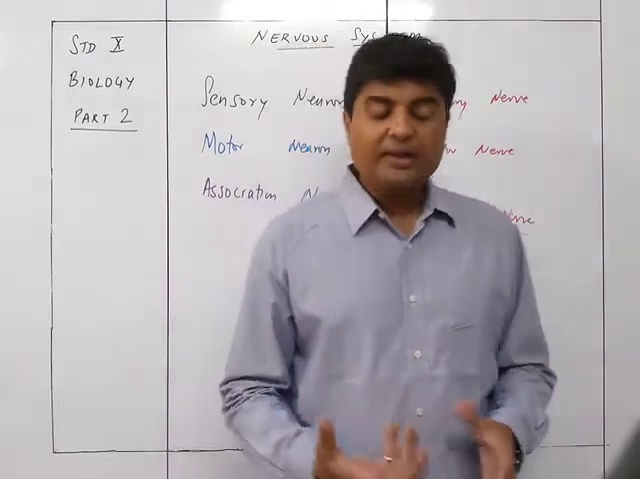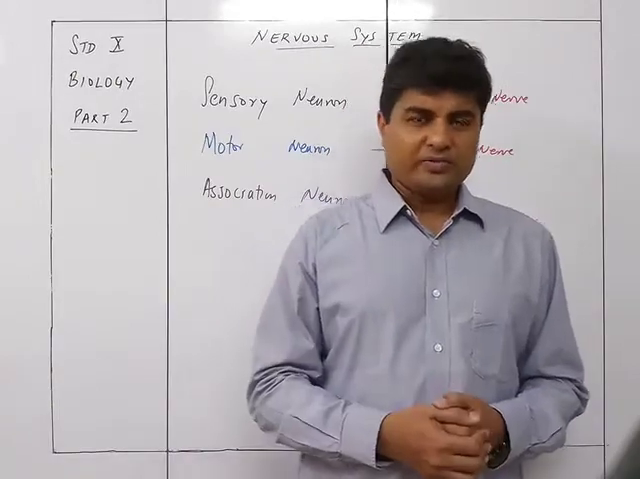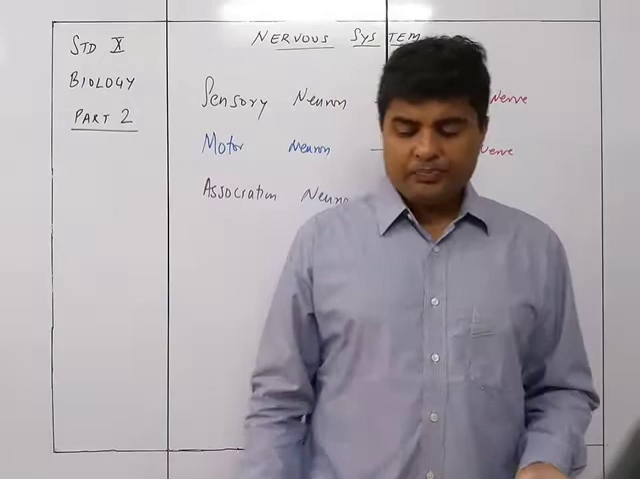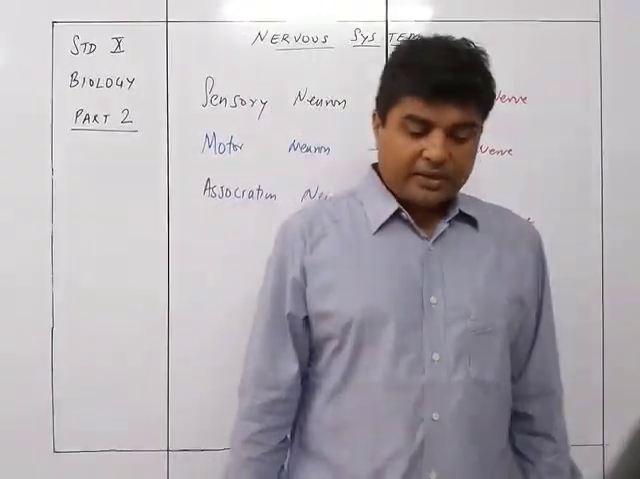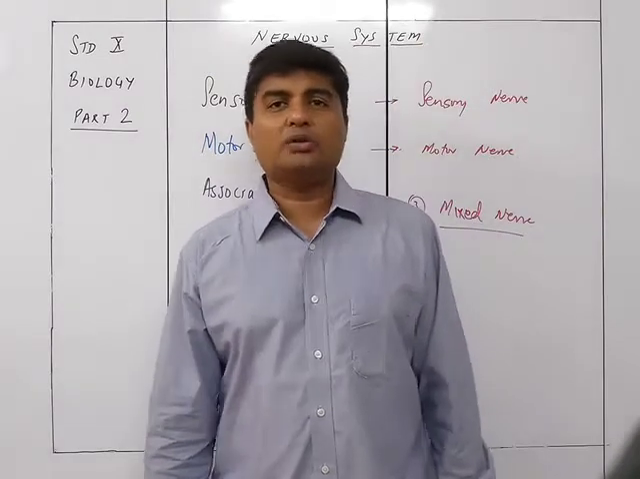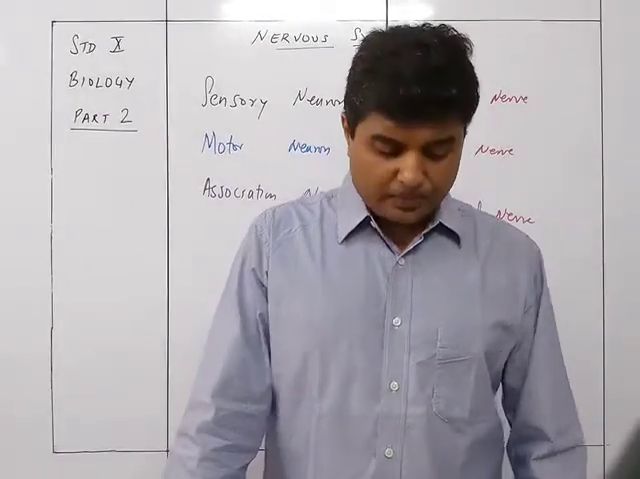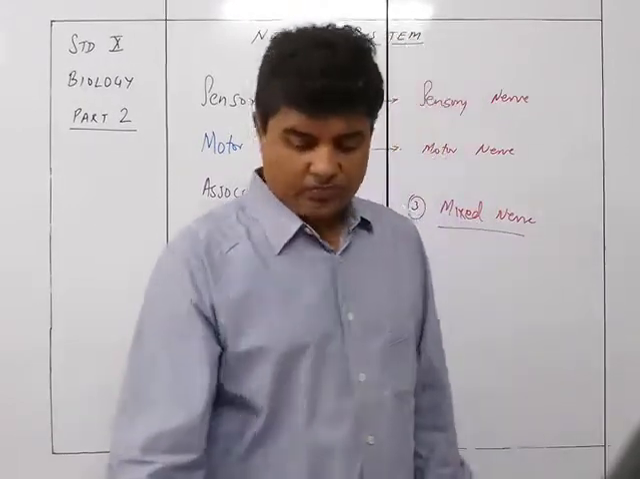So that's why we see that the nervous system is divided into the central nervous system and the peripheral nervous system. The peripheral nervous system is divided into two parts, the somatic nervous system and the autonomic nervous system. Now let's see in detail about the central nervous system. So we start with the brain. So the first thing we have is the brain.